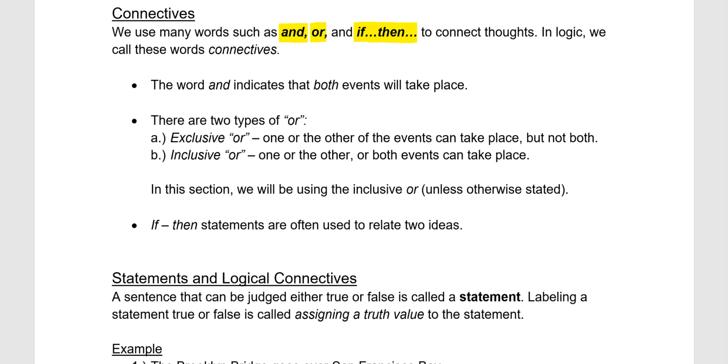So the word and is going to be used to indicate that both events take place. So remember when we were doing the Venn diagrams, the word and represents the intersection between sets.